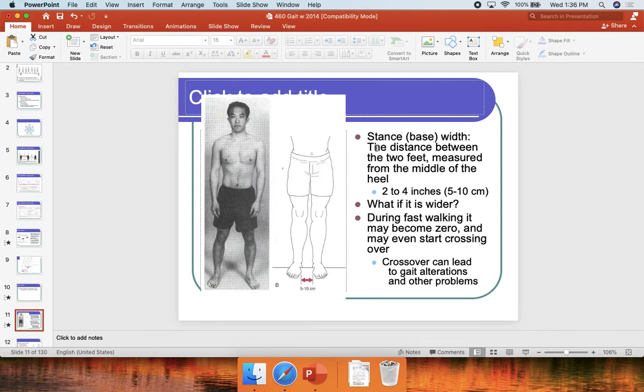Just a few more terms is our stance width or our base width, the distance at which our feet are spread apart while walking. The faster we walk, the slimmer or the narrower our stance width becomes. There's a bullet point down here talking about crossover. During fast walking they may even cross over. During running it certainly will cross over.